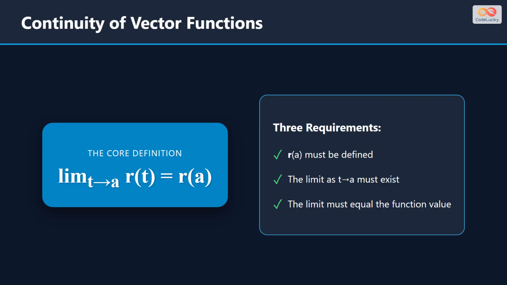Now let's talk about continuity. The definition is exactly what you would expect. A vector function is continuous at a point A if three things are true. The function is defined at A, the limit exists as t approaches A, and most importantly, the limit equals the function value.